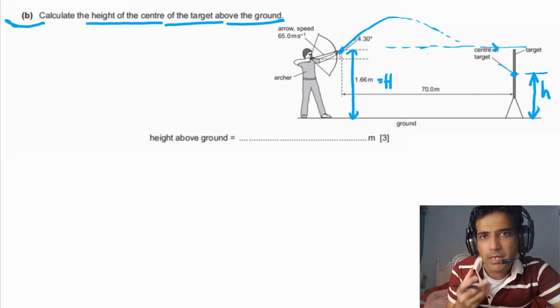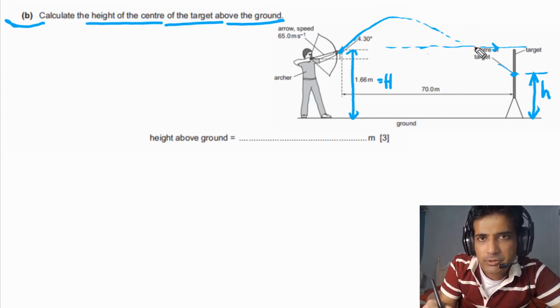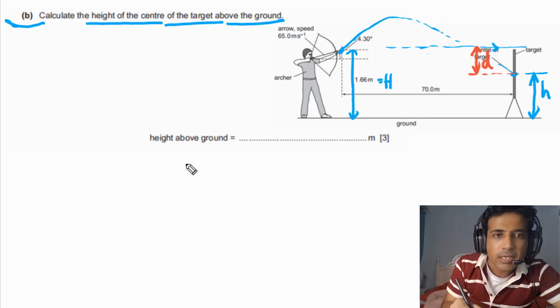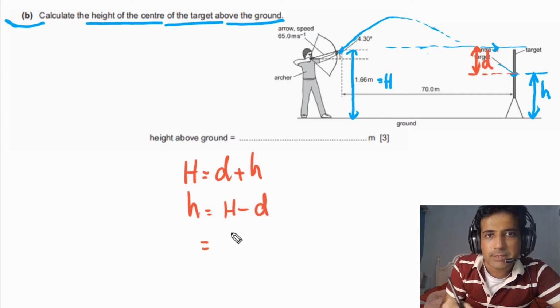Let's try to understand how we can calculate the value of small h. This is what we need to calculate. In order to calculate h, if we can find out this vertical displacement, then it will be very easy to calculate the value of small h. Let's say this vertical displacement is equal to d. Now in this case, we can simply write down capital H is equal to d plus h. We need to calculate small h, so this will be equal to H minus d. The value of capital H is given, that is equal to 1.66 meters.